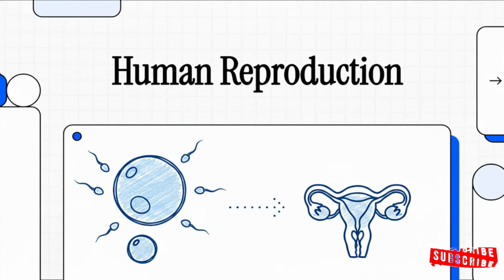All right, today we are diving into one of the most fundamental and, let's be honest, one of the most fascinating stories in all of biology. We're talking about the journey of how a new human life begins. It's an incredible process, really, starting from just two single cells and ending with a complete person. So let's break it down.